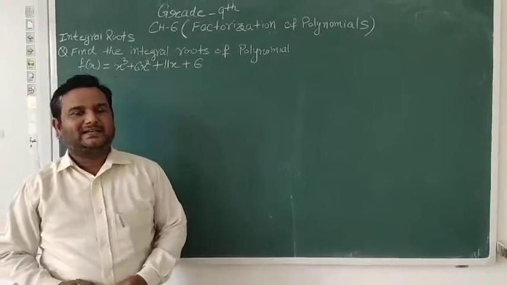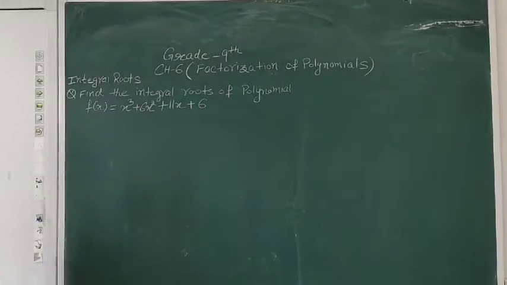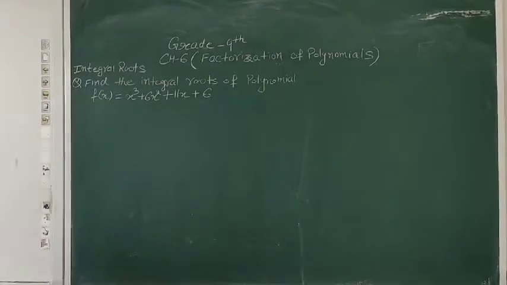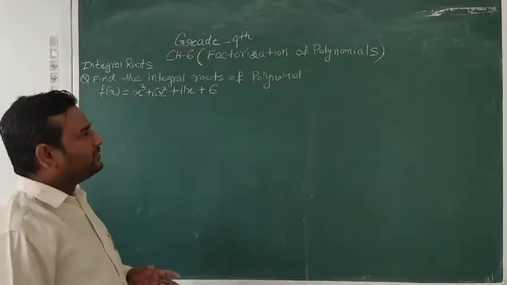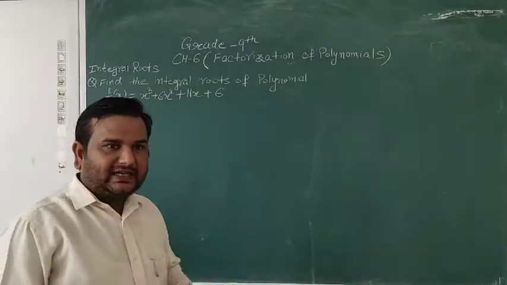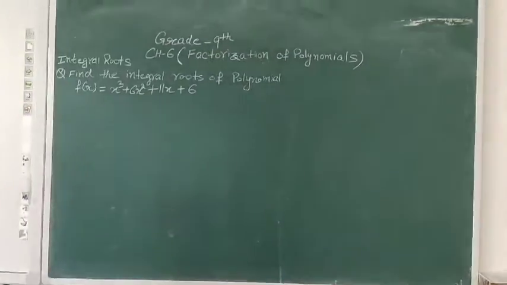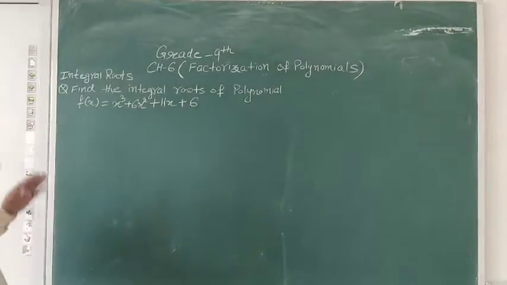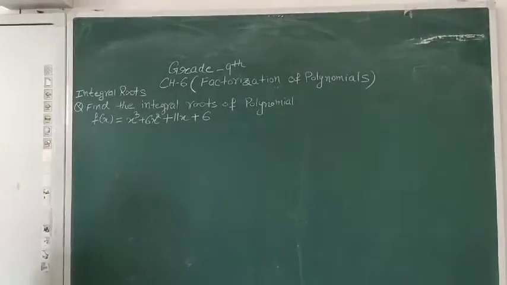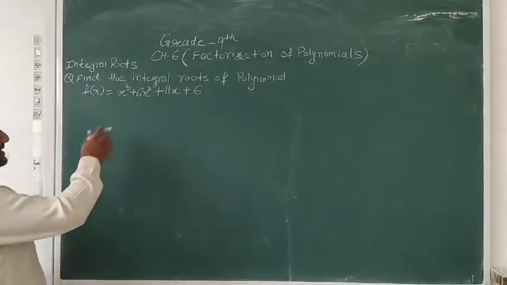Good morning, grade 9. Let us start chapter 6, factorization of polynomials. Students, today we are going to learn how to find the integral roots of a given polynomial. For this, let us solve one question. Find the integral roots of the polynomial f of x is equal to this.